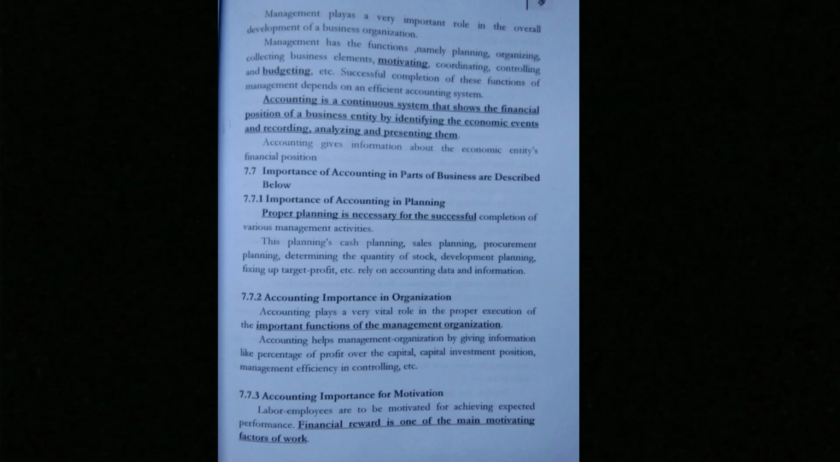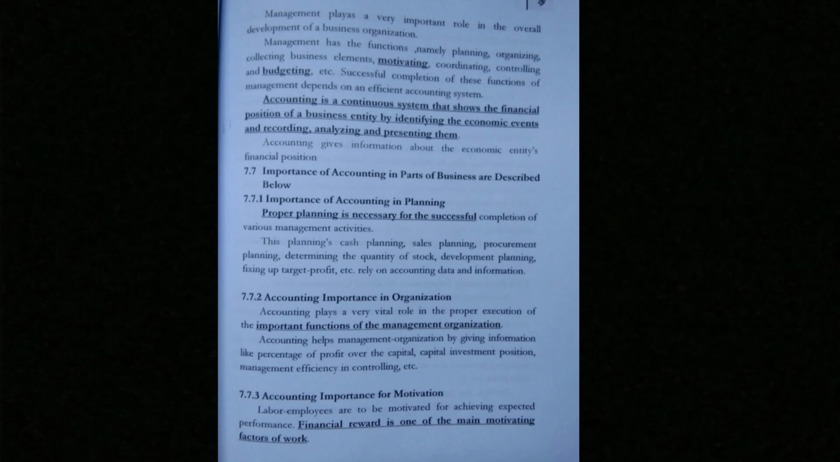Accounting importance in organization. Accounting plays a very vital role in the proper execution of the important functions of the management organization. Accounting helps management by giving information like the percentage of profit over the capital investment, possession, management, and efficiency in controlling.